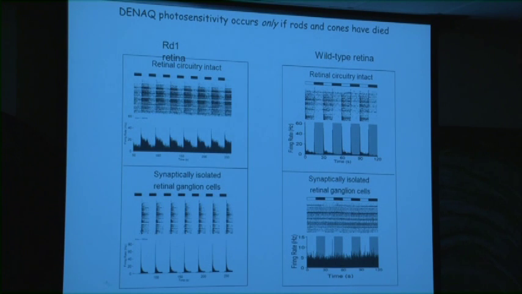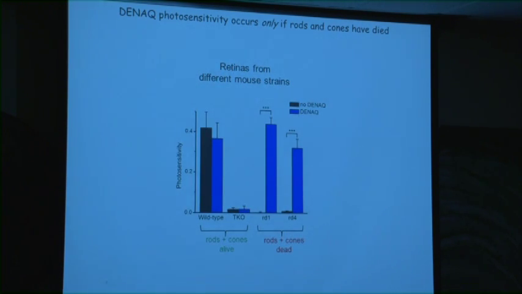If we do the same experiment with a wild-type retina, of course, the wild-type retina ordinarily responds to light, so we see a light response if we don't block the retinal circuitry. But if we block all the synapses and put on DNAC, we see no conferring of light responses to these cells.